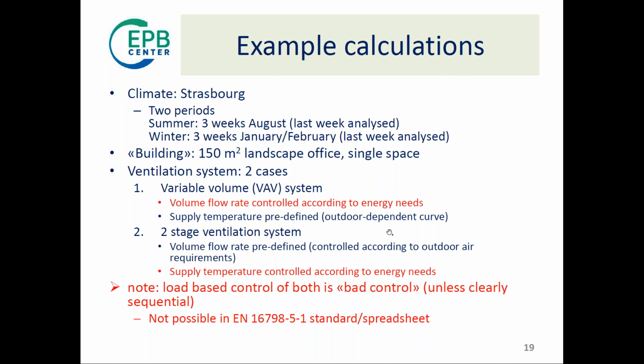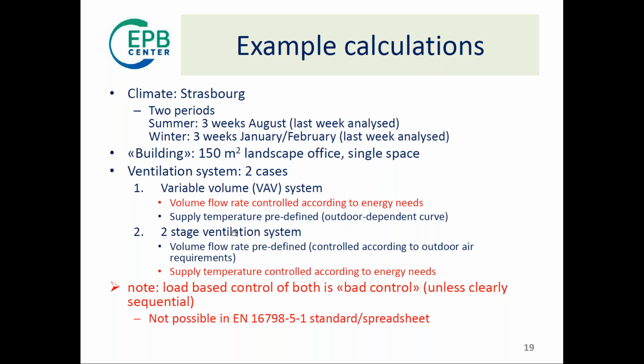Now, in respect of the ventilation system, I considered 2 cases. One is a variable volume system where the volume flow rate is controlled according to the energy needs, and the supply temperature is predefined. It's not constant, but it's predefined in form of an outdoor dependent curve.